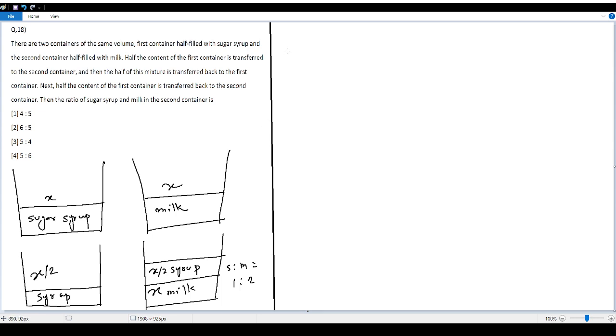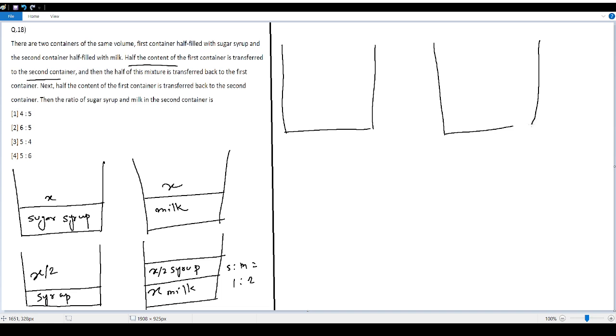Half the content of the first container is done. So this is done. Now half of this mixture is transferred back to the first container. Those who have a lot of time can do this. Now, in total how much mixture is there? 3x by 2.